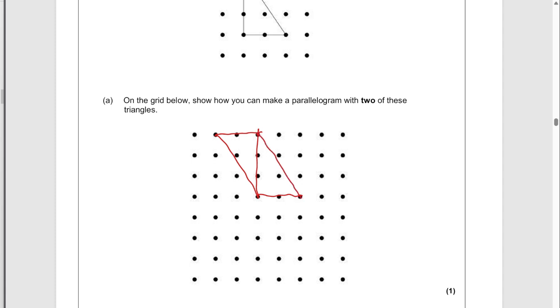Your other option, and again, I haven't really got room for this, I could have drawn it like that, which would also be a parallelogram, joining them like that. But like I said, the most common and easiest one to do is to make it into a rectangle, because a rectangle is a type of parallelogram. But the other two are perfectly fine.